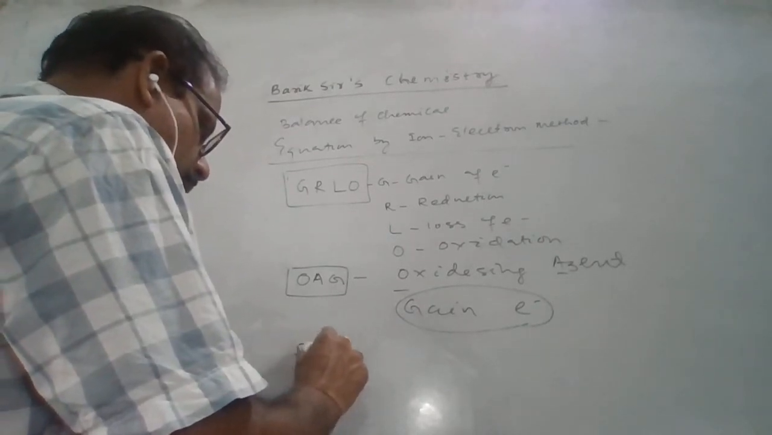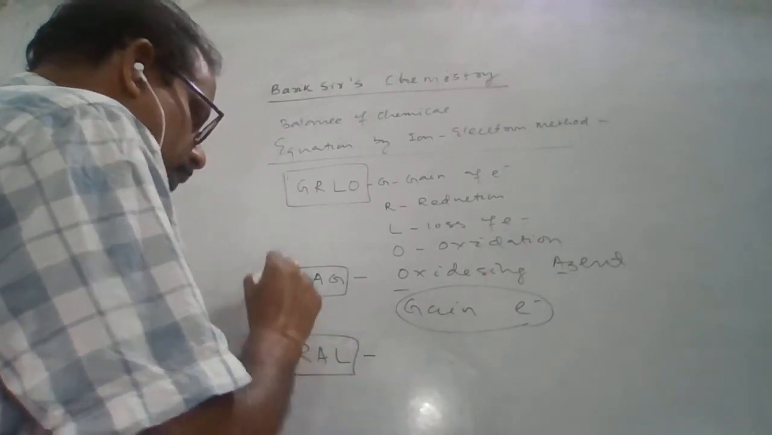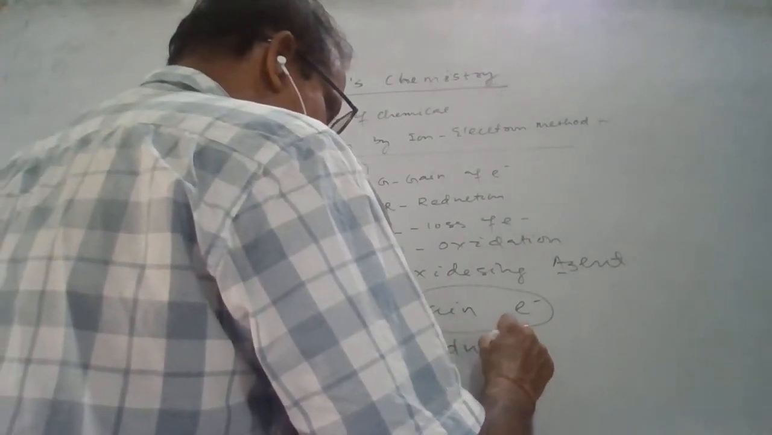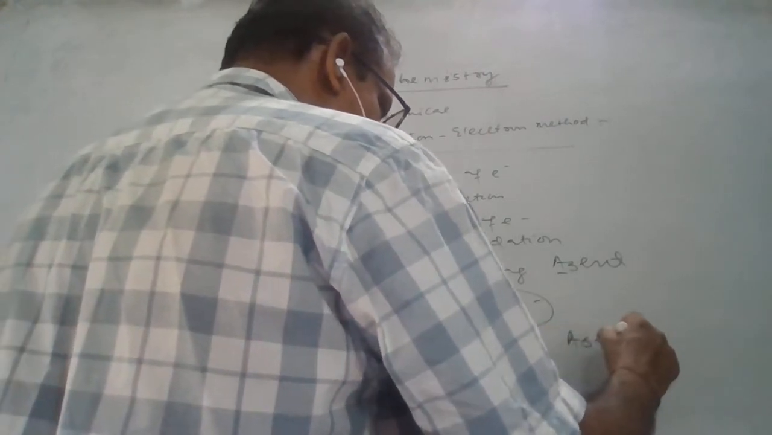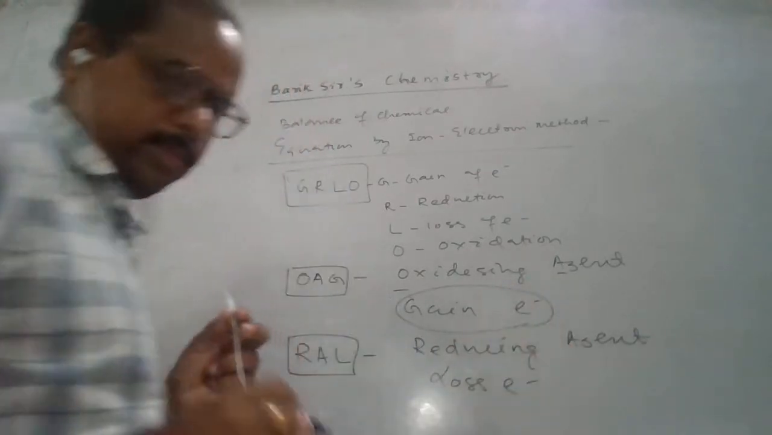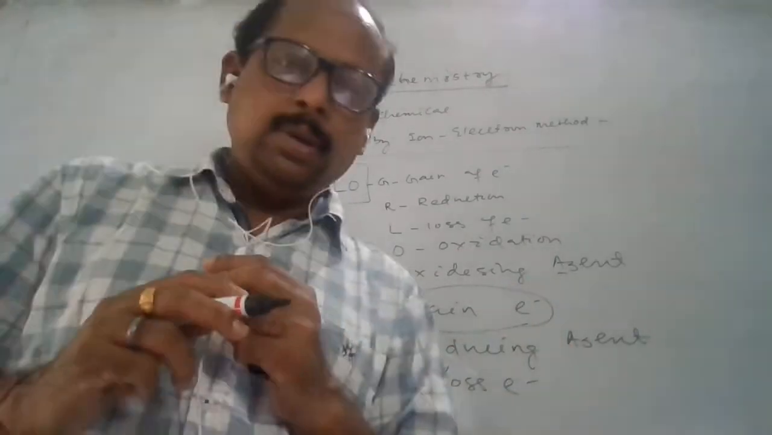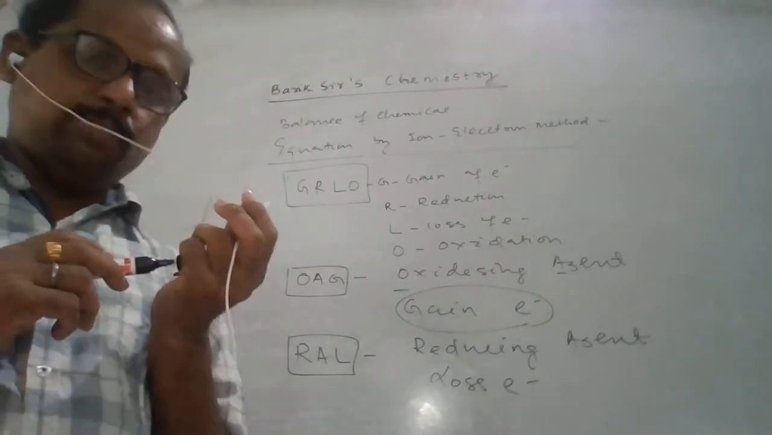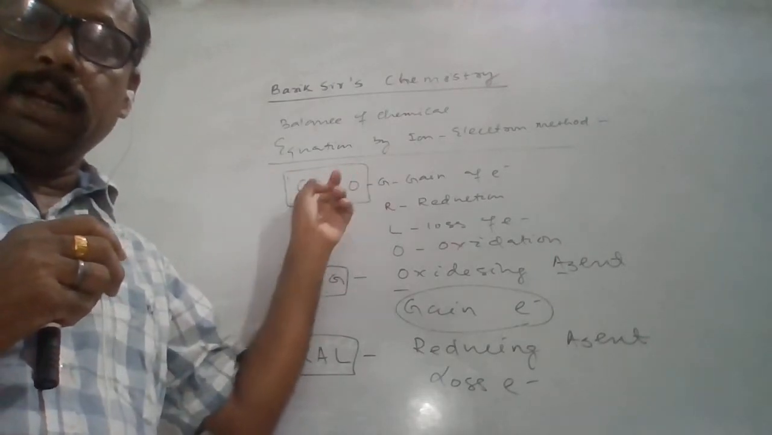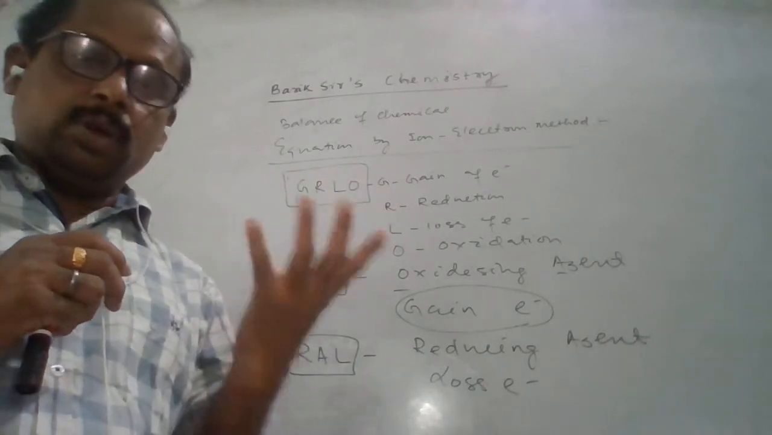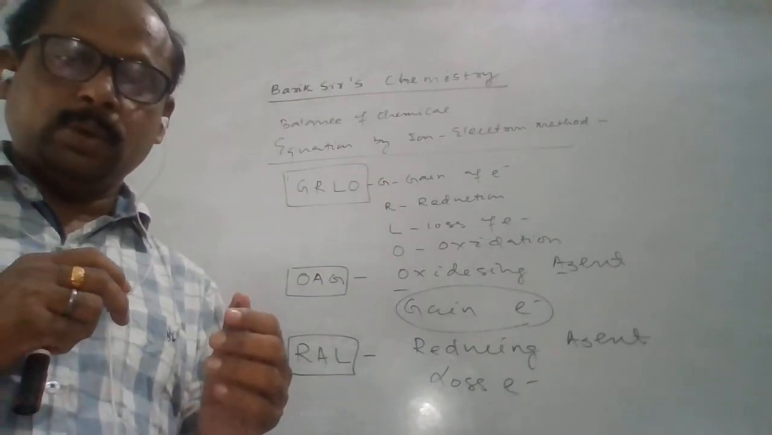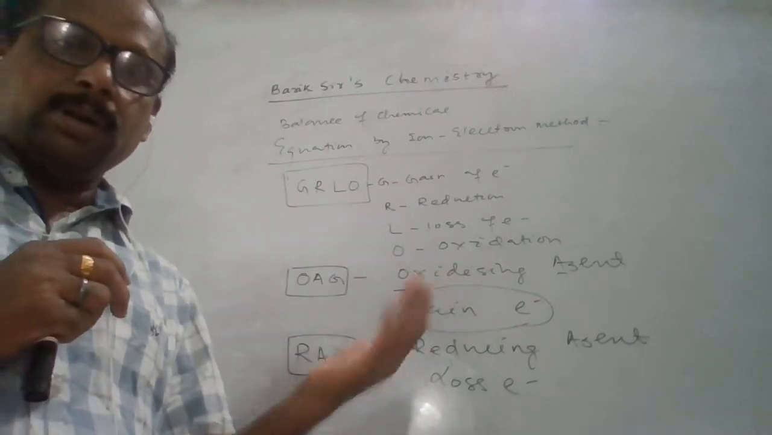Next is the RAL. RAL means reducing agent, which loses electrons. So there are three words for our requirement. One is GRLO, gain reduction loss oxidation. Oxidation is an electronic process where the loss and the gain of electrons takes place.